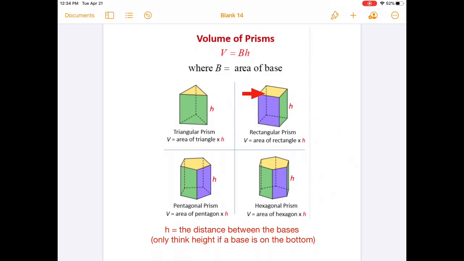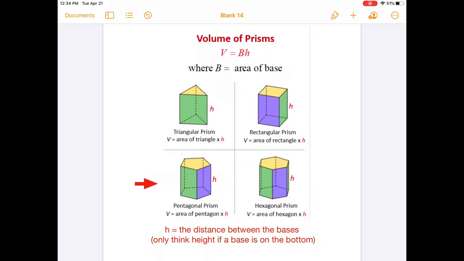For a rectangular prism, use length times width to find the area of that rectangle and then multiply it by h. We're not going to look too much into areas of pentagons and areas of hexagons. That's a little bit higher level math. Once you get into geometry, you'll deal with that. But the same idea: if you could find the area of the pentagon, you just multiply it by h.